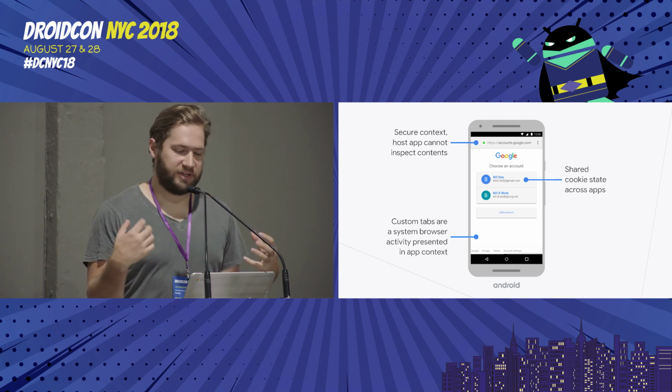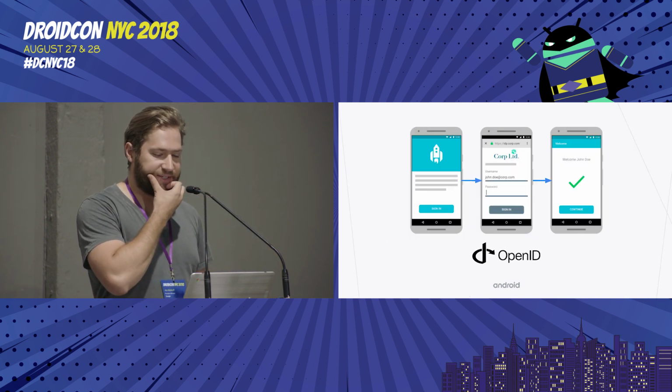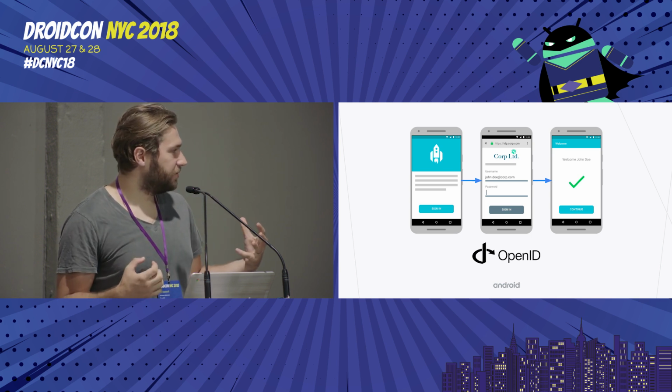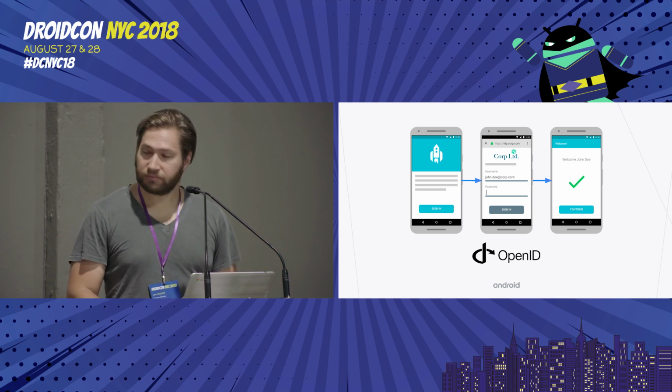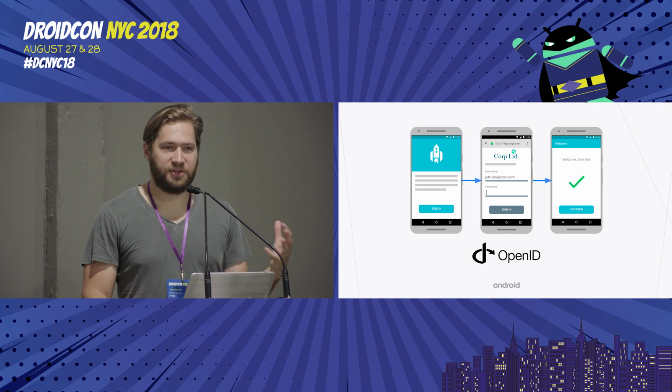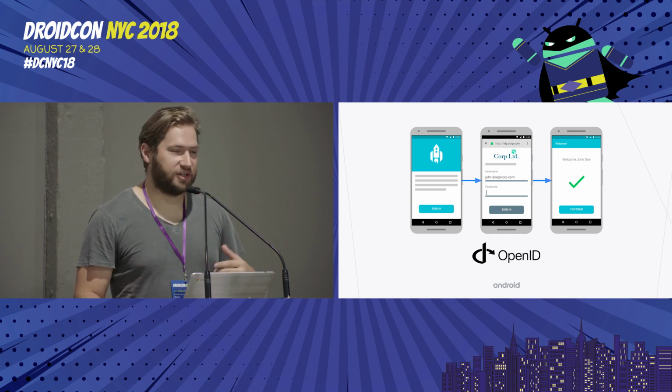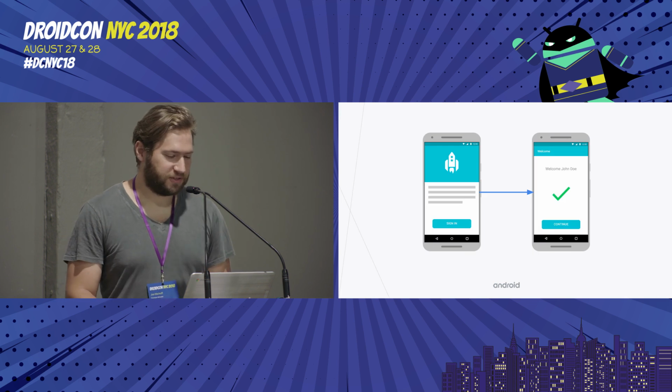If you want help with this, the OpenID Foundation has libraries for OAuth 2 and OpenID Connect, which will help make all this a lot nicer, so that your flow ends up being a lot simpler. And if you want to check out OpenID, it's github.com/OpenID. It's pretty easy to find.